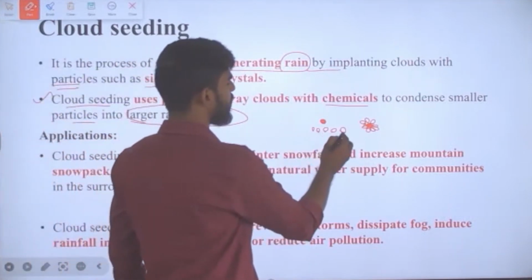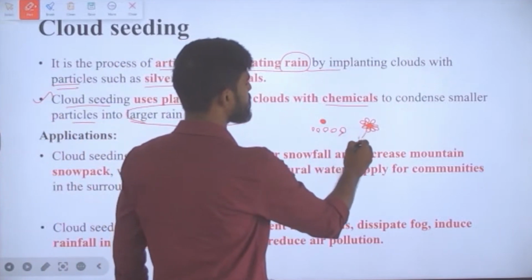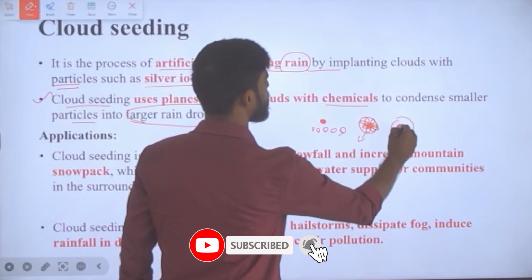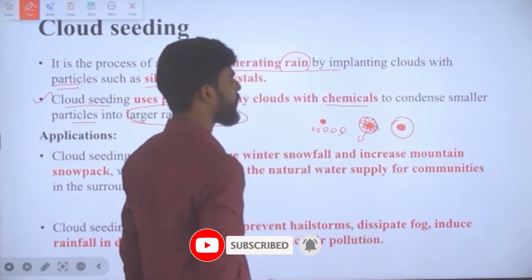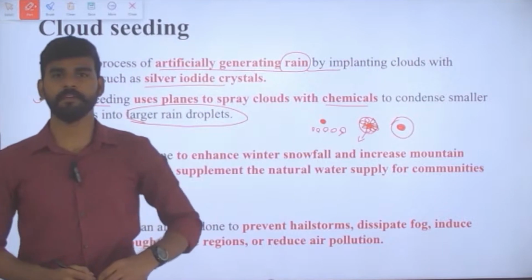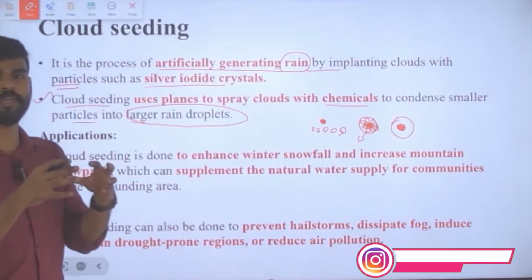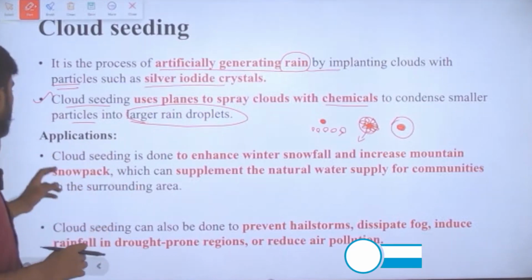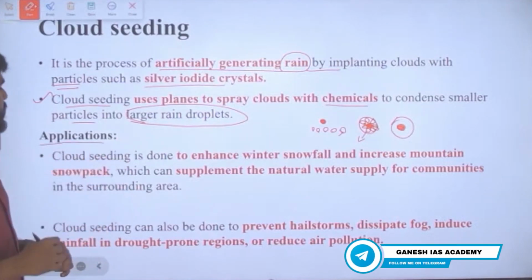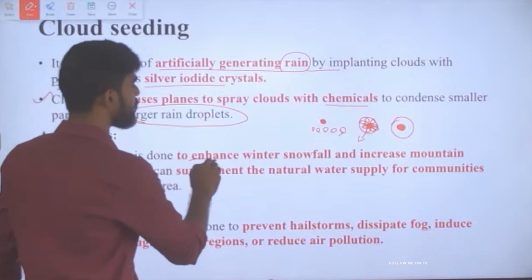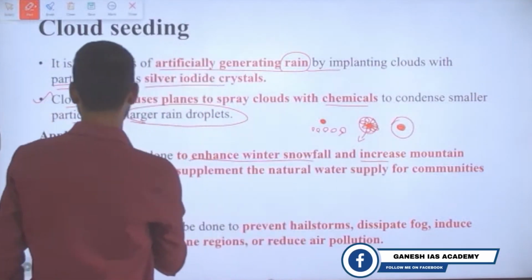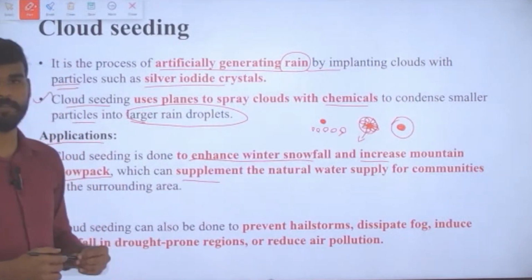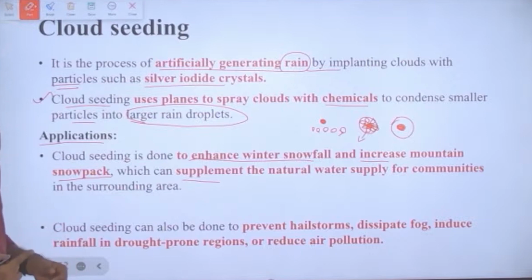And see, comparatively to this one is like a bigger drop. Okay, so it will become like a bigger drop, and then this is a very big drop. Okay, so this is how we are going to increase the droplet size, thus it will induce precipitation. Okay, and what are all the applications of cloud seeding? One application is done to enhance the winter snowfall and to increase mountain snowpack. Why are they doing this? To supplement the natural water supply for the communities who are living in the surrounding areas.